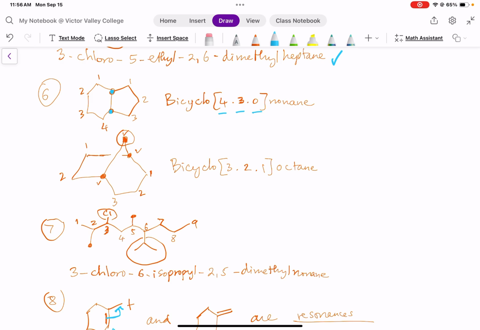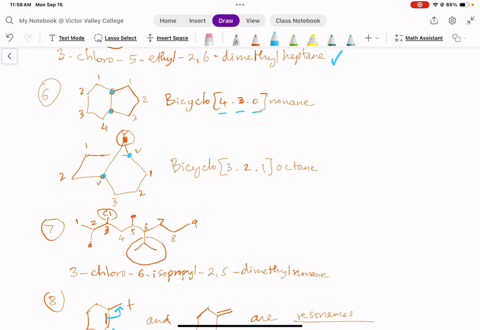You can have a bicyclo this way with the 2 bridgehead carbons, and then there's a 1 in the middle, in between. So on one side we have 3, on the other side we have 2 carbons, and then in between those 2 bridgehead carbons we have 1 carbon in between.